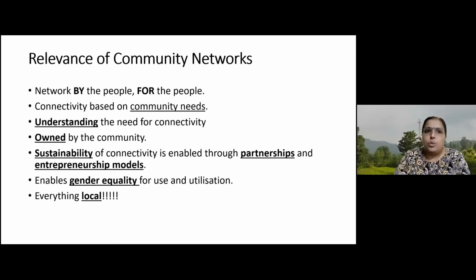Now, what are the solutions? What I do is seed community networks to grow. And what are these community networks? These are internet networks, not necessarily online networks always. These are networks that are set up by the people for the people. So the community sets up these networks based on their needs and requirements.